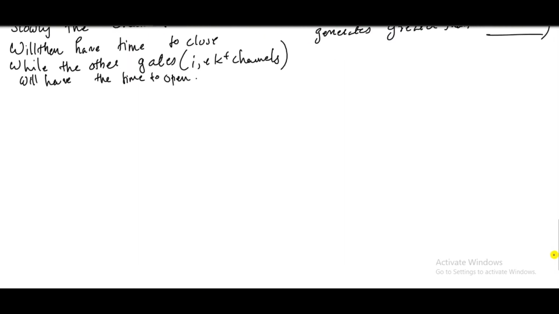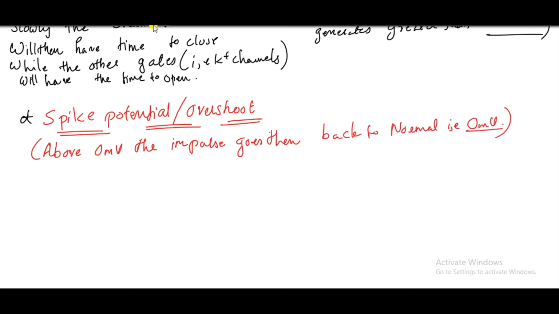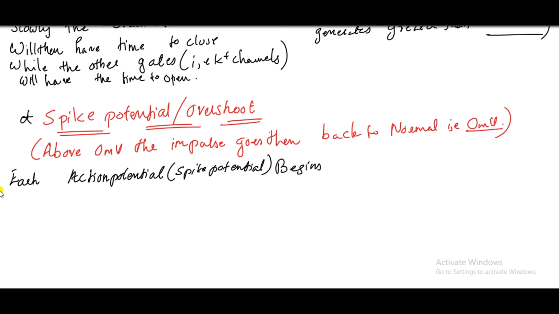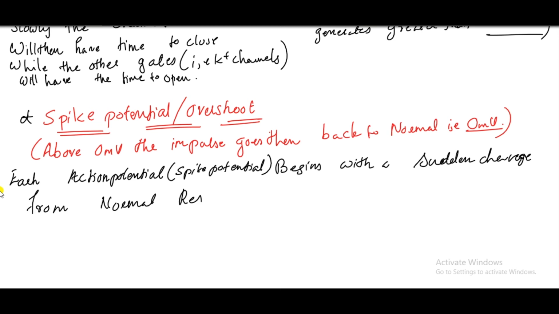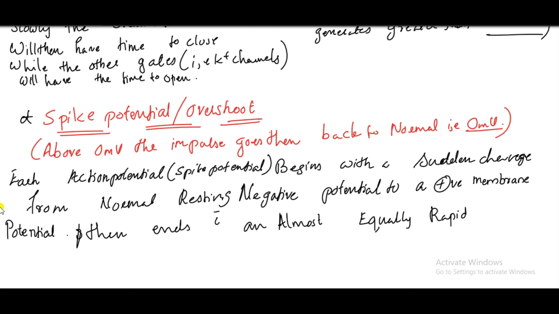So there will be an influx of sodium ions. You can see some overshoot there. Overshoot or spike potential means the potential goes above 0 millivolts, then the impulse goes back toward 0 millivolts. That is the spike potential or overshoot. Another definition: each action potential or spike potential begins with a sudden change from the normal resting negative potential to a positive membrane potential, and then ends with an almost equally rapid change back to the negative potential.